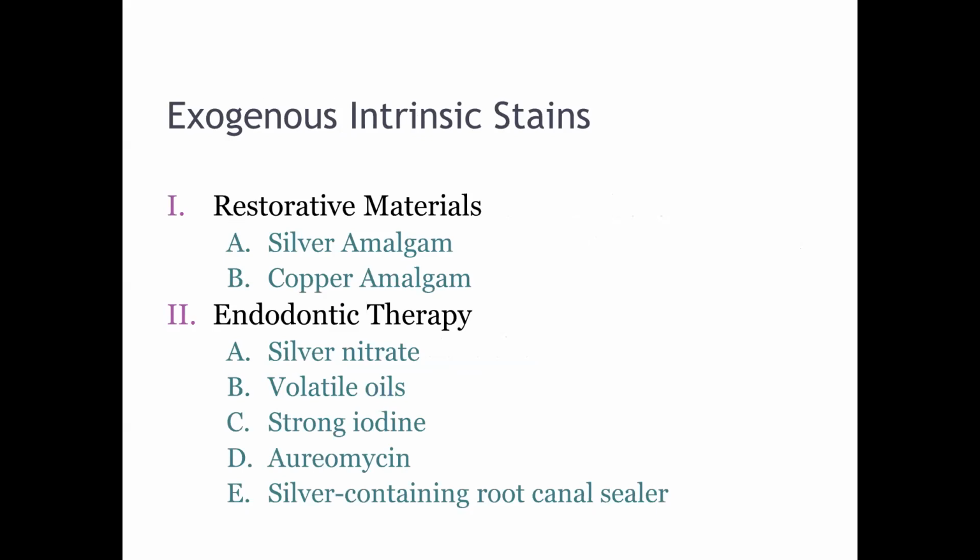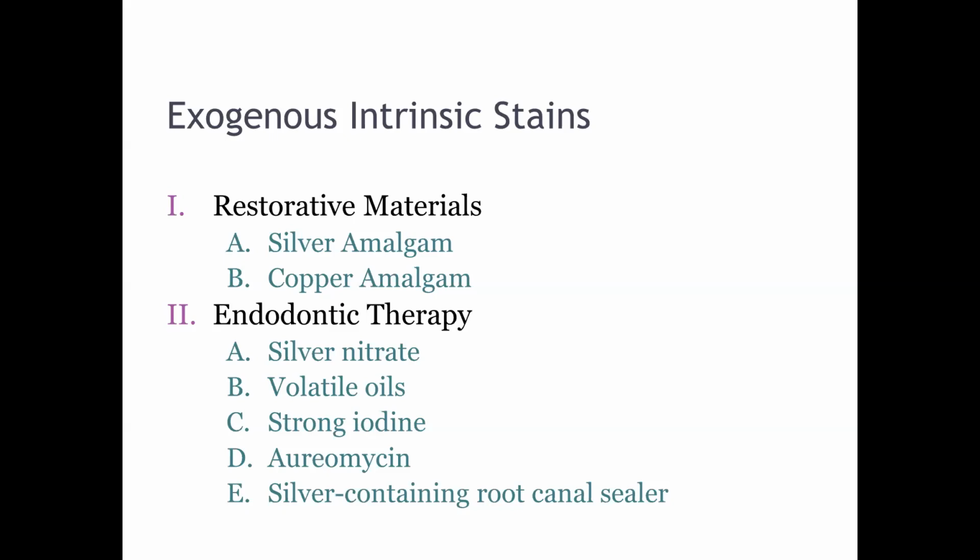We have exogenous intrinsic stain. When the intrinsic stain comes from an outside source, not from within the tooth, the stain is called exogenous, originating from outside the tooth. Intrinsic becomes part of the tooth. Extrinsic stains such as tobacco, tea, coffee, wine, and green stains can become intrinsic. Restorative materials can also cause stains. Tooth-colored restorations may become stained from the various extrinsic staining substances as well.